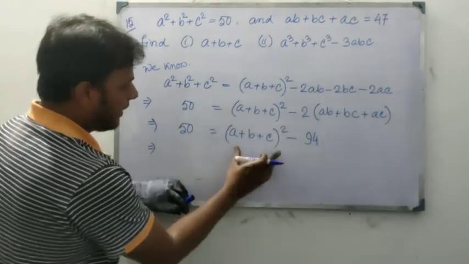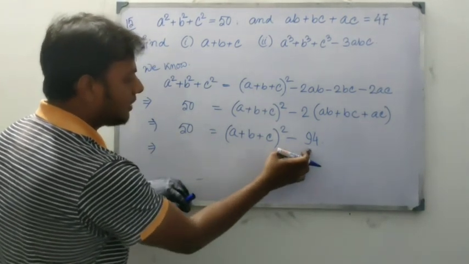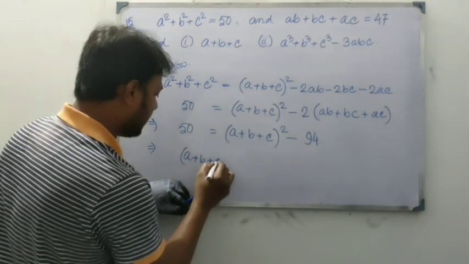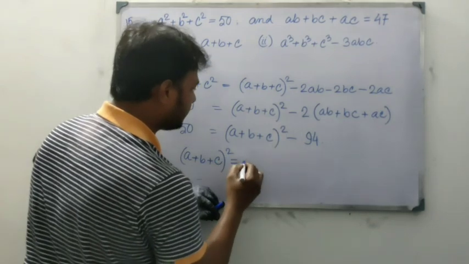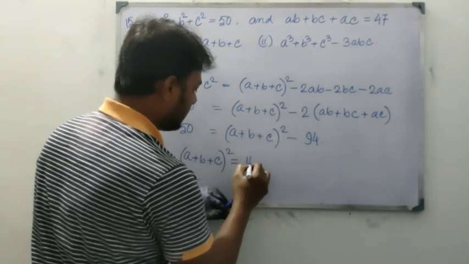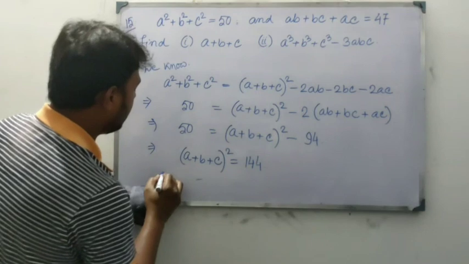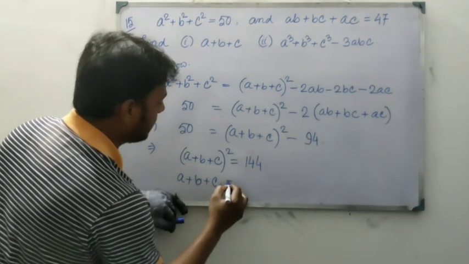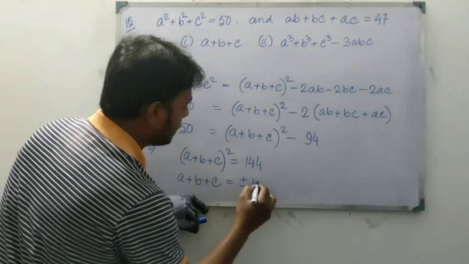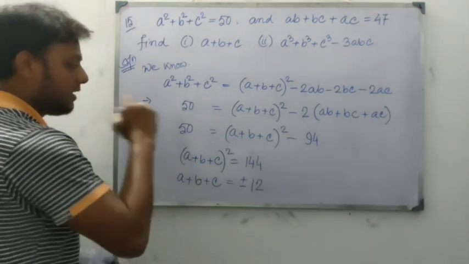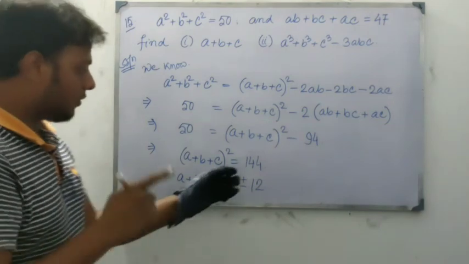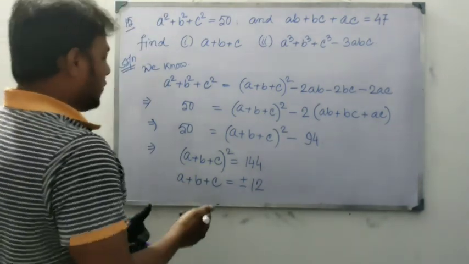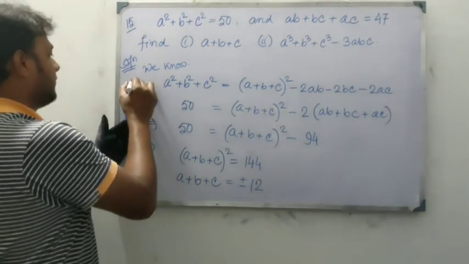Therefore, our target is this, so I have to move all the other terms to the other side. I am writing it in reverse way. So (a plus b plus c) whole square equals 144. Therefore, a plus b plus c equals plus or minus 12. We just have to take the square root, and the square root of 144 is 12. So this is the first one, the first one is done.